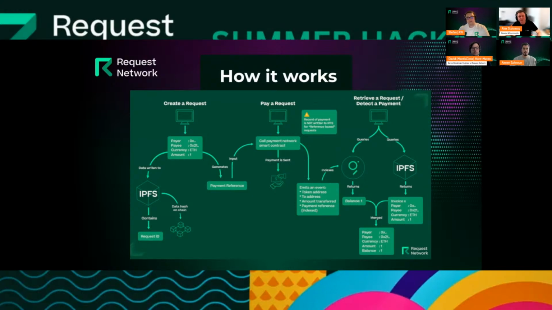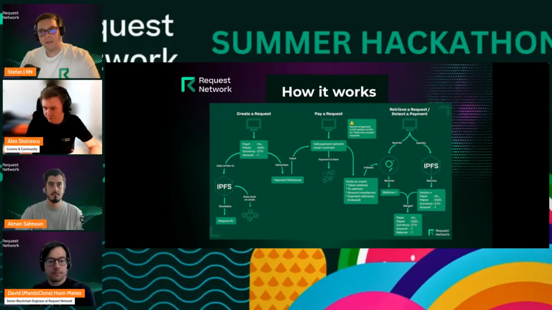When we want to pay a request, the payer inputs the payment reference, which actually includes the request ID. The payment network smart contract is called, triggering the whole payment process. Then the payment is sent to the payee, and an event is emitted on the blockchain, which includes important details like the token address, recipient's address, amount transferred, and payment reference.